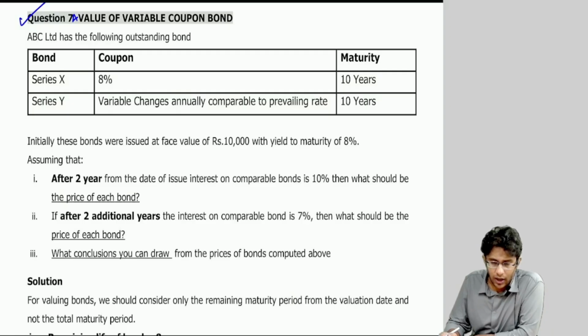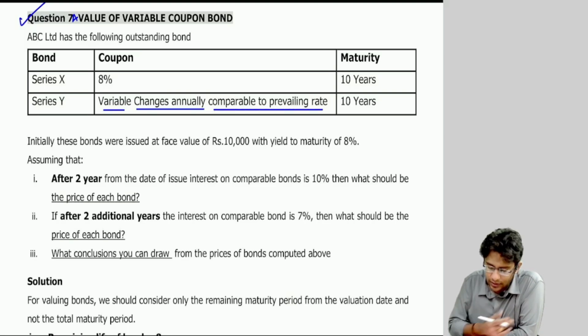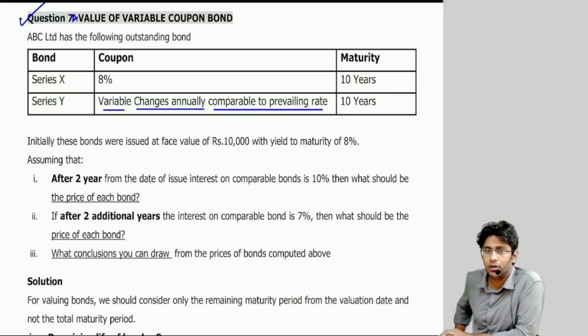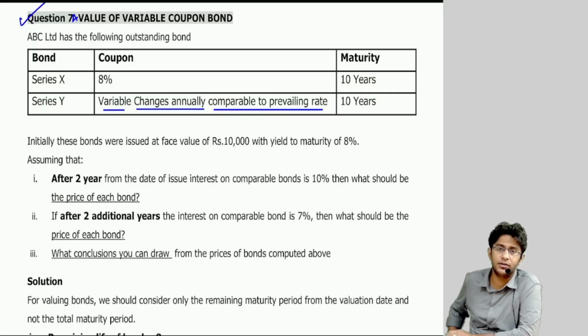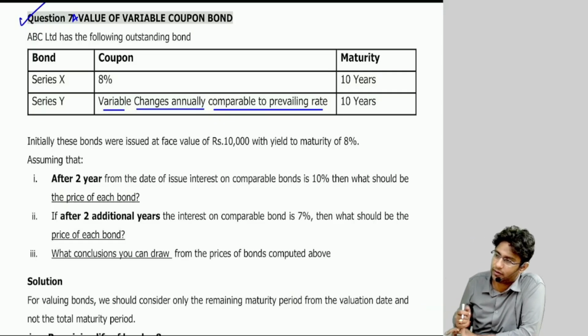Series X bond has a coupon of 8% and maturity of 10 years. Series Y bond's coupon is variable. It changes annually, comparable to the prevailing rate. What is the meaning of this? Series Y bond's coupon rate is variable: whatever your required return is, that much coupon rate they will pay every year.